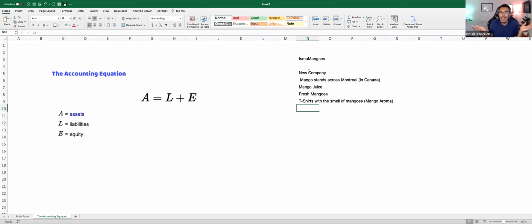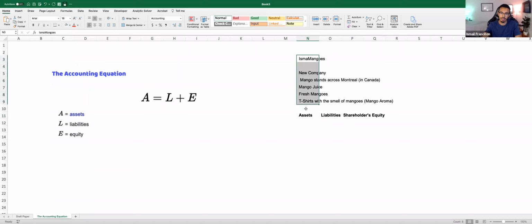Now, what would be our assets for Isma Mangoes? What could we define as being assets, right? Let's look at that together. And what can we define as being liabilities? And hopefully, this would give you a better sense of what this is all about. And we're going to build some scenarios for each, such that it actually makes sense for you.